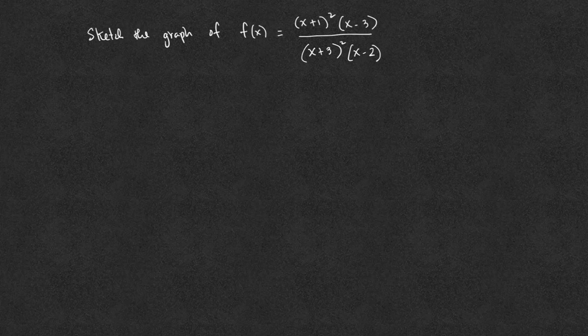Sketch the graph of the function f of x equals (x plus 1) squared times (x minus 3) over (x plus 3) squared times (x minus 2). The first step in graphing the rational function is to factor the numerator and the denominator. In this case, the factored forms are already given to us.